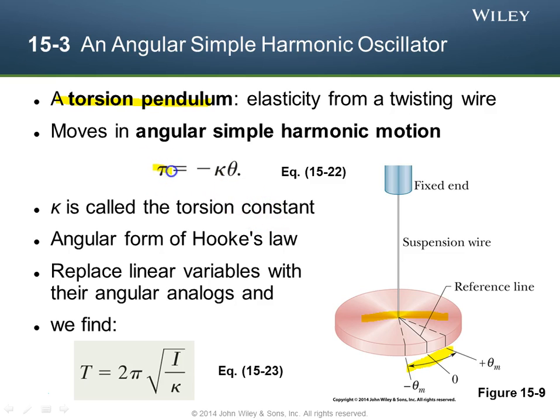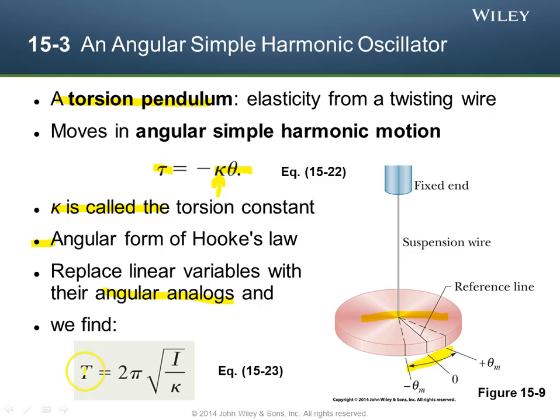So we know instead of force we have torque, and instead of Hooke's law saying that F is equal to a negative kx, well, this is torque is equal to a negative kappa theta, where kappa is just our torsion constant, and theta is our displacement. So this is Hooke's law. It's F equals negative kx. It's just now translated into Greek, tau equals negative kappa theta. And kappa is our torsion constant, and it obeys Hooke's law. This is just the angular form. And we replace all the linear variables from those previous equations with the angular analogs.